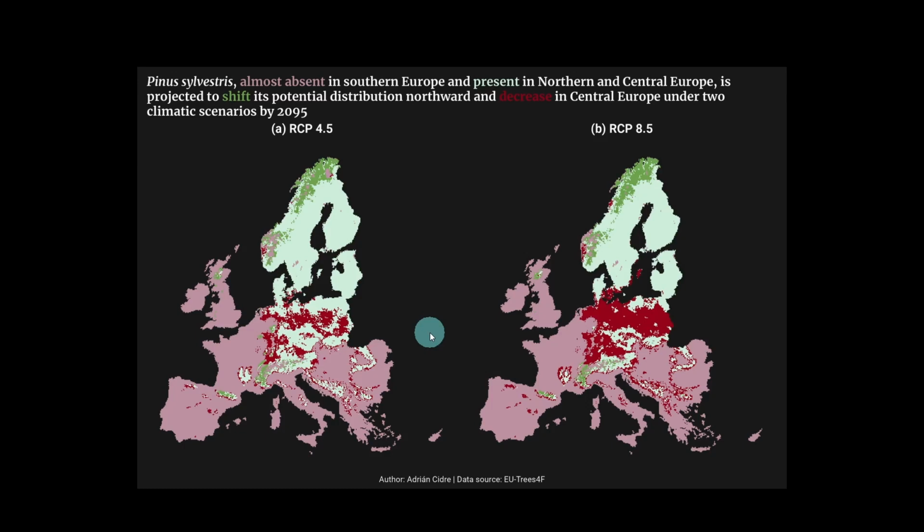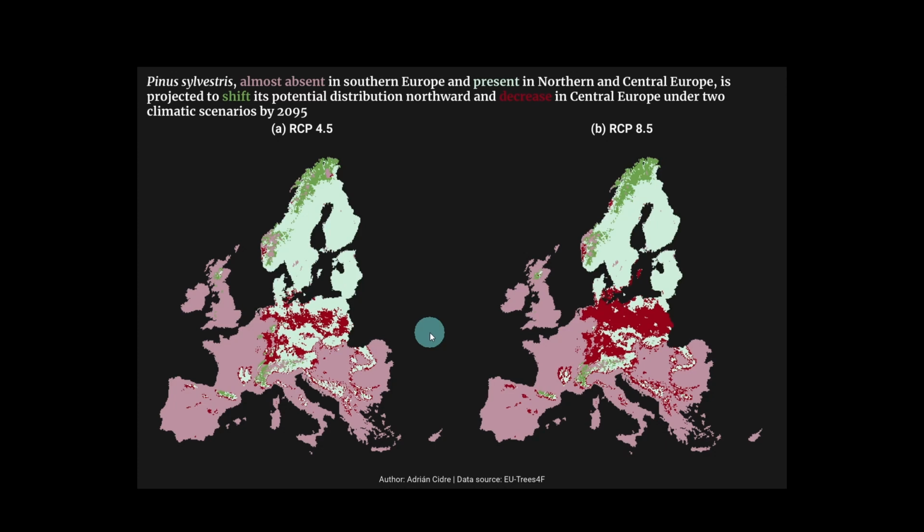Hi everyone, my name is Adrian Cidre and in this video we will create an awesome map of the distribution of Pinus sylvestris in Europe. This is the map that we will create through this video, and it will be done completely in R.